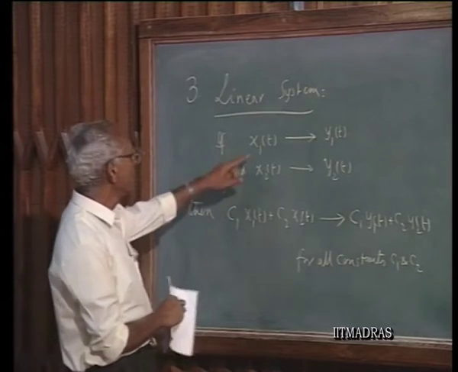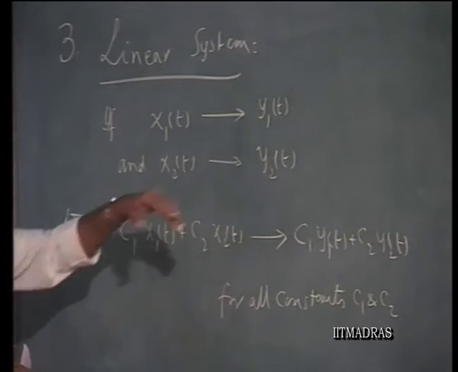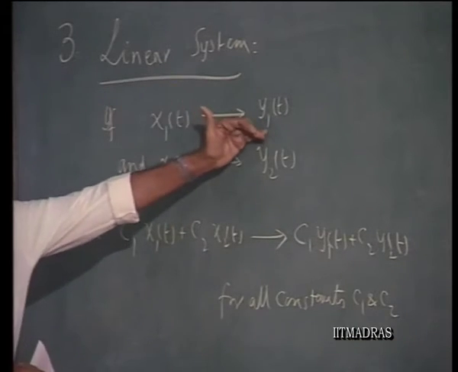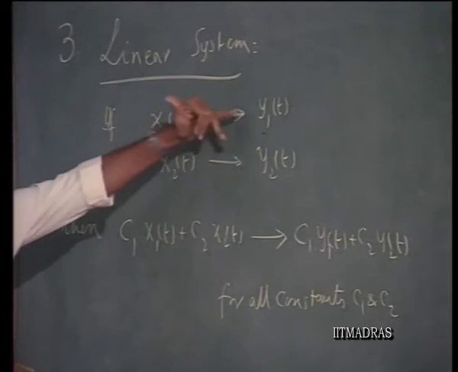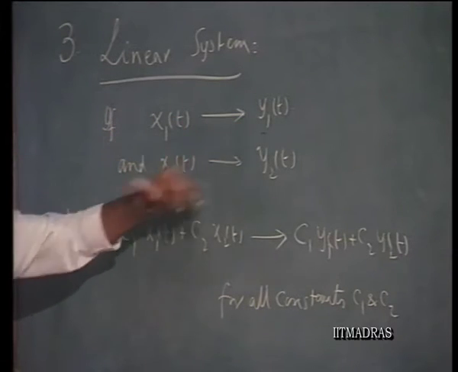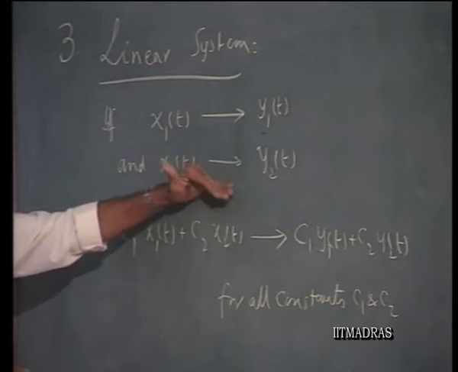What they say is, if x1 of t gives rise to y1 of t, then c1 x1 of t gives rise to c1 y1 of t. That is called the principle of homogeneity. Then the second part is, if x1 of t gives rise to y1 of t and x2 of t gives rise to y2 of t, then x1 plus x2 will give rise to y1 plus y2.